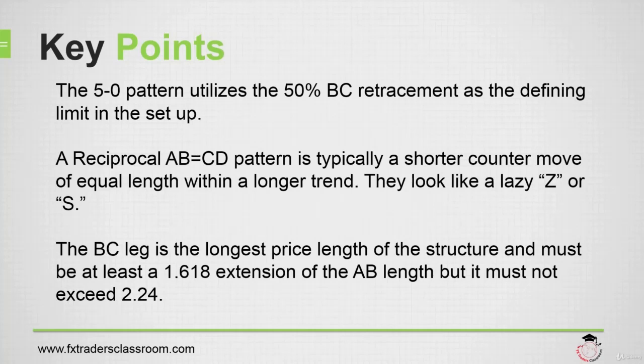Okay? And then the BC leg is the longest leg of the structure and must be at least a 1.618 extension of the AB length, but it must not exceed the 2.24. Now, just real quickly, I'll explain why this is. Because if we don't get at least the 1.618, then that 50% retracement is not going to come in near the top of that A point, right? If we have a short extension, say a 127, well, that 50% retracement is not going to come in at the A point, and boom, we're going to break past structure, and we're getting in at a terrible spot.